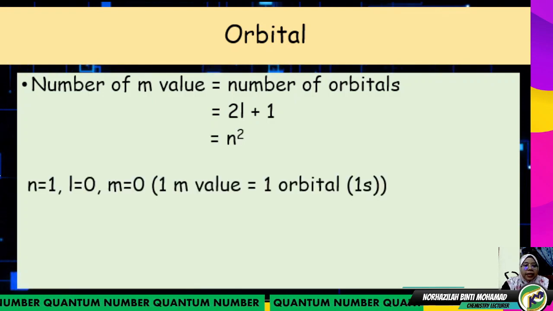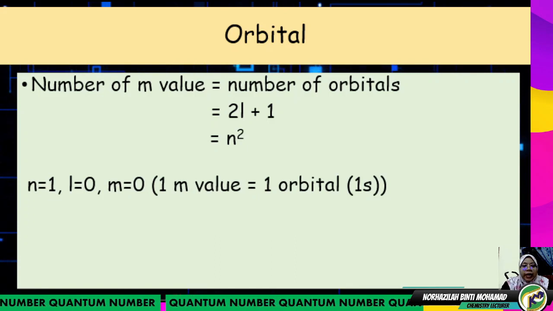For example, in shell 1, n equals 1, the value of L is 0 and M equals 0. This means that this shell only has one orbital, which is 1s, because it has only one M value, which is 0. So this orbital is named 1s.